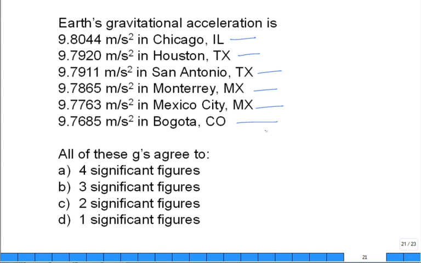Is G 9.81 worldwide? It is not 9.81 worldwide. Look at the numbers. How many digits are each of these given to? 5. Question, last clicker question for today. Of all these G's shown above, they all agree to either 4 significant digits, 3 significant digits, 2 significant figures, or 1. I use significant figures and significant digits pretty well interchangeably. I'll give you a little more time. What do they agree to?